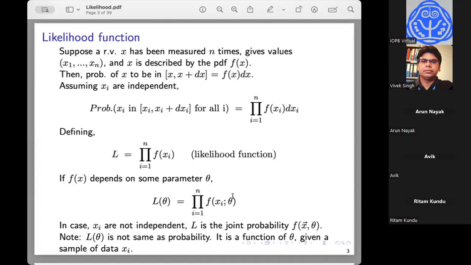Now, think that these xi's are independent, and L is basically the joint probability of all observations, and it depends on theta. You can say that L here is actually not a probability, because the xi's here are observations, but it is a function of theta. So it's not the same as the probability. The likelihood is a function of the parameter given some observations, or given some data sample.